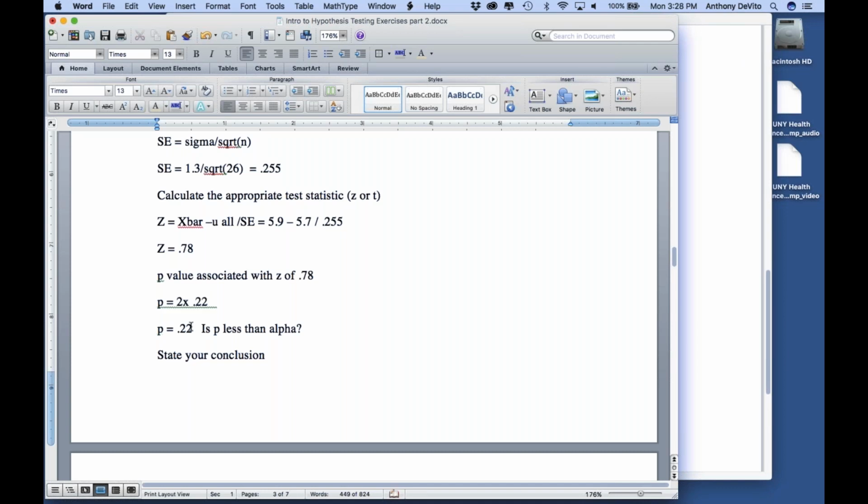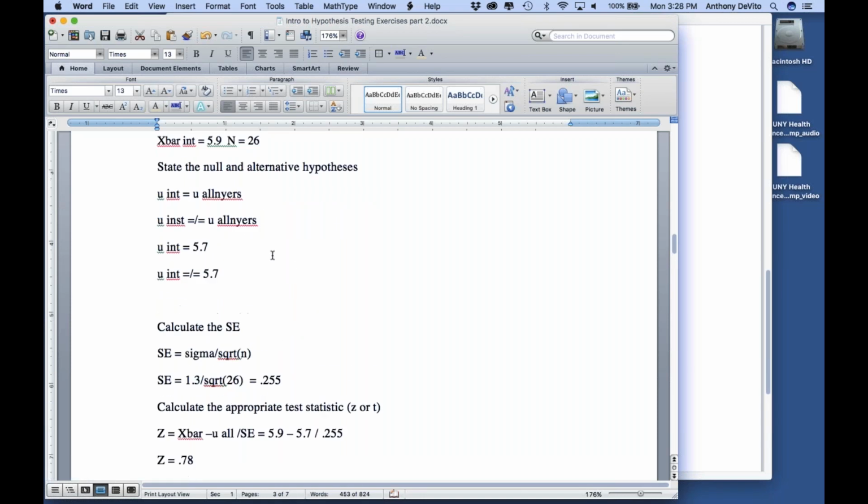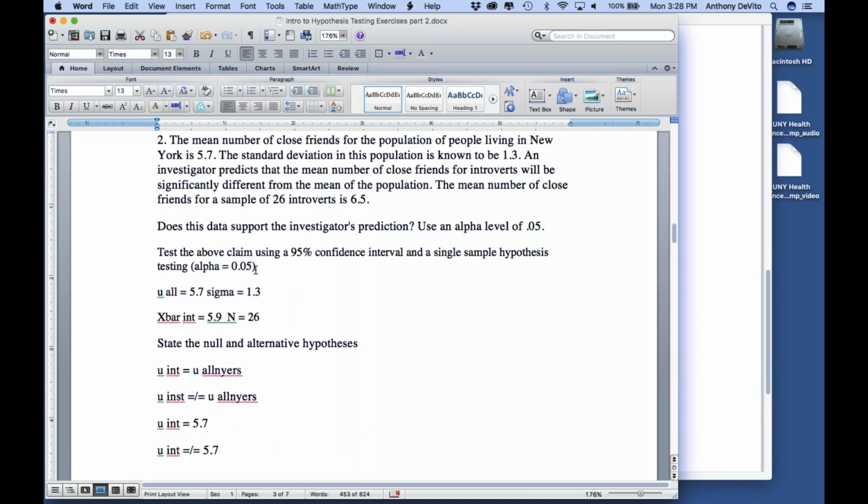0.22 times 2 is 0.44. So I have a 44% chance of being wrong if I reject the null hypothesis. In other words, there's a 44% chance that I could get this extreme a difference, 5.9 to 5.7, if there's really no difference between introverts and all the rest of New Yorkers. So since my chance of being wrong is 44%, and my acceptable chance of being wrong is 5%, what do I do with my null hypothesis?